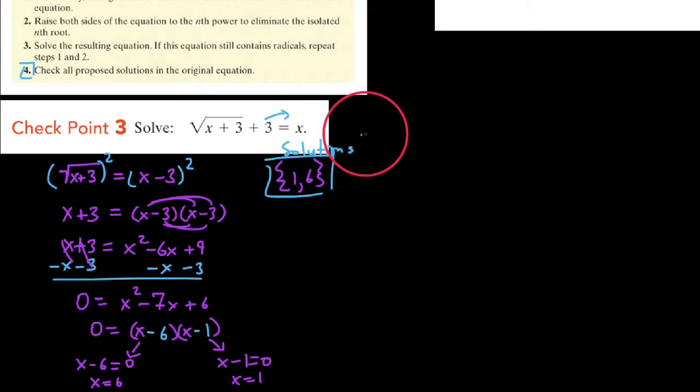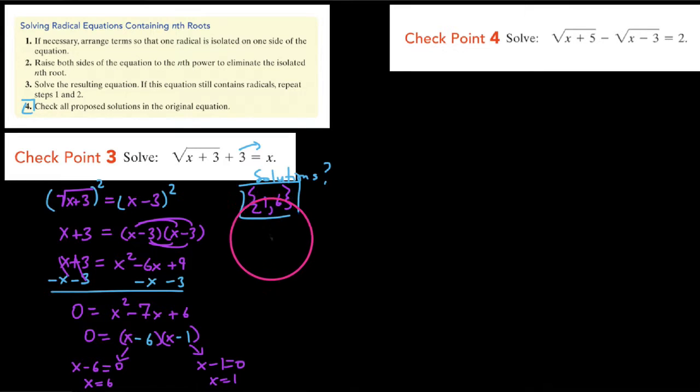Now, I'm going to say solutions, question mark, and the only reason why is because we squared both sides of this equation. What that did was algebraically introduce another solution, where there might be only one solution to the original equation. So what we're going to do here is check both of these solutions back in the original equation.